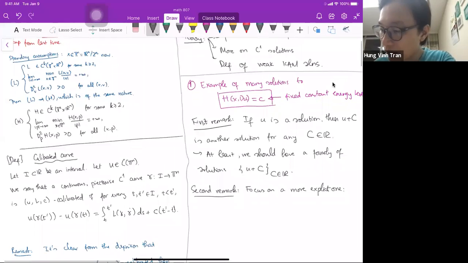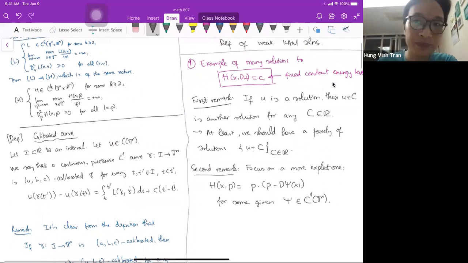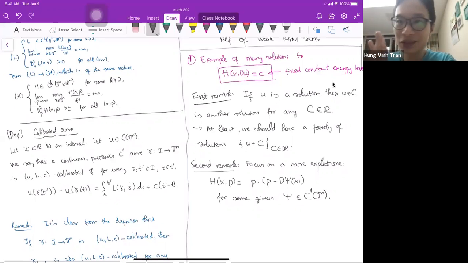So let's consider that we are in any dimension. I consider the Hamiltonian H(x, p) to be p dot p minus Dc(x), for some given function c in C^1 of the torus or something like that. It's a very simple example, and this actually corresponds to something called a magnetic Hamiltonian. So it has some physical meaning, but let's just focus on this, okay?